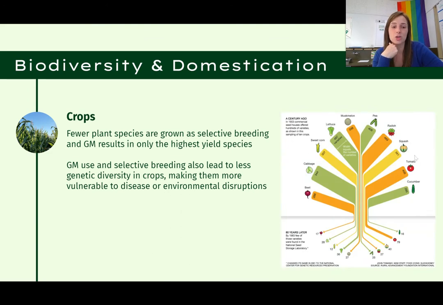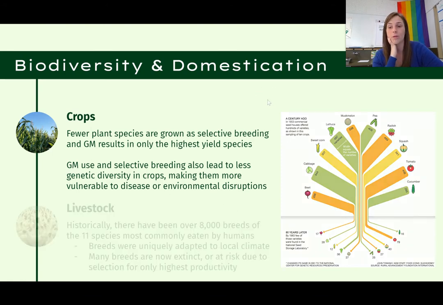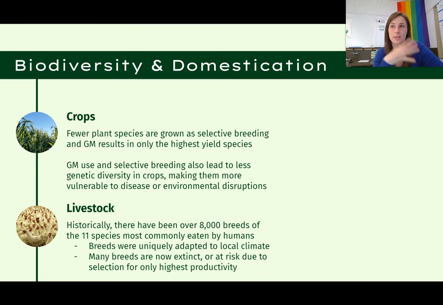Now, if we look at a century ago, all the different species that we had of lettuce, peas, radishes, squash, stuff like that, versus 80 years later, this is the amount of genetic diversity that we have. We went from hundreds of different species to dozens of different species. And so we are losing a lot of our plant diversity as we are domesticating it for our consumption.